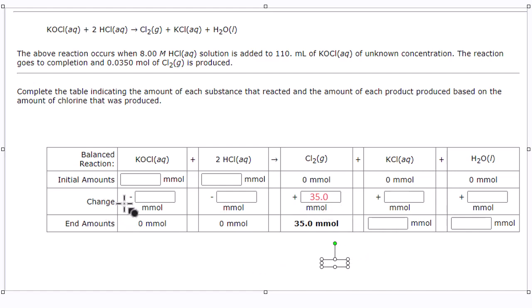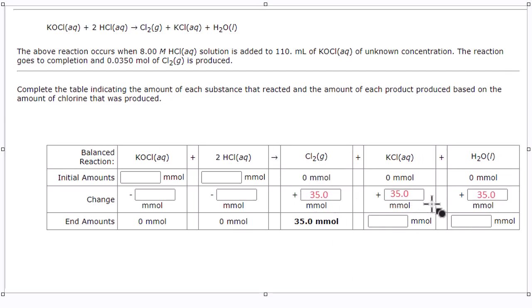Now, this change row is golden because once you get one value in it, then all the other values can be calculated based on these coefficients. Here we have 1 chlorine, 1 potassium chloride, and 1 water. So both of these have the same coefficient as chlorine, so they're going to have the same change. If you make 35 millimoles of chlorine, you're going to have to simultaneously make the same amount of potassium chloride and water. And of course, to make these things, you'd need 1 potassium hypochlorite, which is right there. So 35, 35, 35, 35.